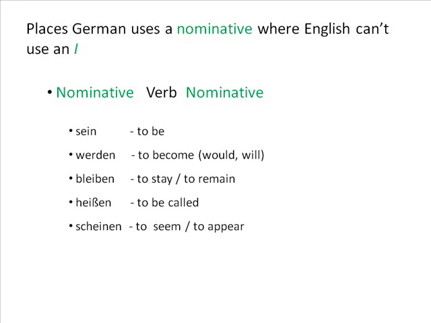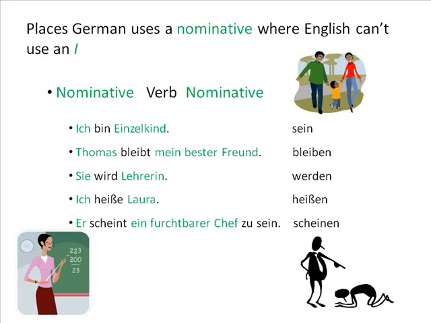Examples of these are Ich bin Einzelkind. I'm an only child. Thomas bleibt mein bester Freund. Thomas remains my best friend. Sie wird Lehrerin. She's going to be a teacher. Ich heiße Laura. I'm called Laura. Er scheint ein furchtbarer Chef zu sein. He seems a terrible boss.